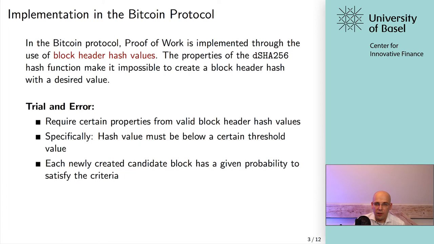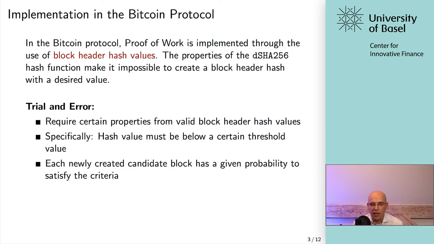Again, you cannot anticipate what you will end up with, so you just have to go with a trial and error approach, and you have this certain probability, depending on the threshold value, for each and every new try. And it's not depending on what happened before this specific try. So for any given try, you have the same probability, essentially. It's a Poisson distribution, as you will see in one of the next lectures.